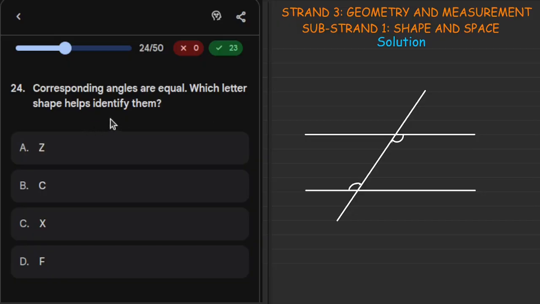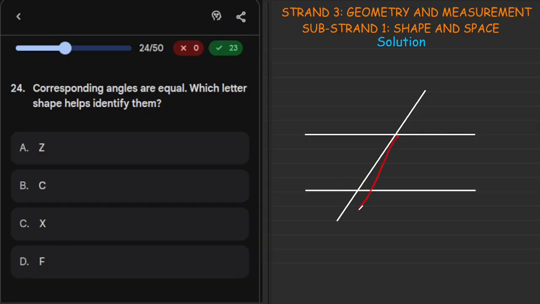Which letter shape helps identify them? What do we mean by corresponding angles? So first of all, if you look at what we have over here, there are so many shapes that can be formed. We have the Z. We have considered the Z, and then we said that helps us to get what? The alternating angles. Now there are also C shapes over here. This C shape we have also considered, and that helps us to get the co-interior angle.